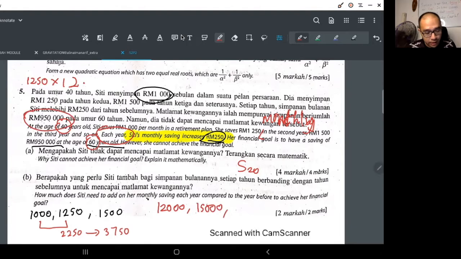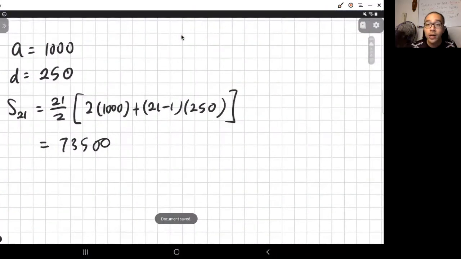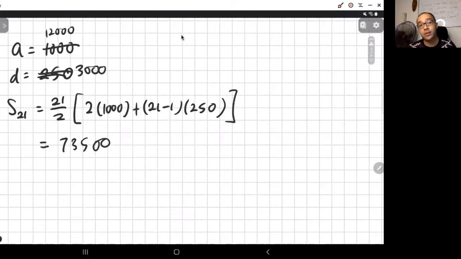Okay, let's double check the third year. Third year is 1,500. So 1,500 times 12 is 18,000. So we also have another pattern over here. Okay, this is an arithmetic progression. So first year is 12,000. Second year is 15,000. Third year is 18,000 savings. So we want to see whether she can reach 950,000. So this one will be 12,000. This one will be 3,000. Every year they increase 3,000.